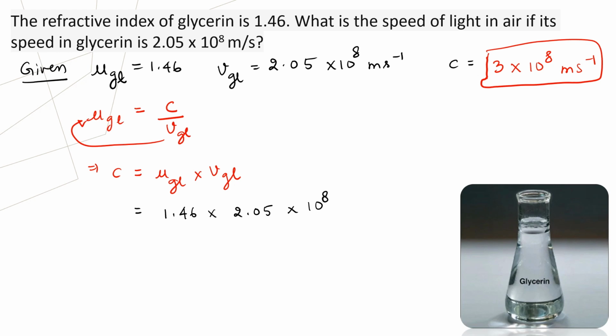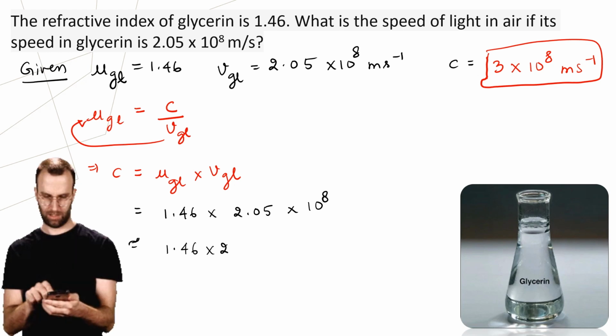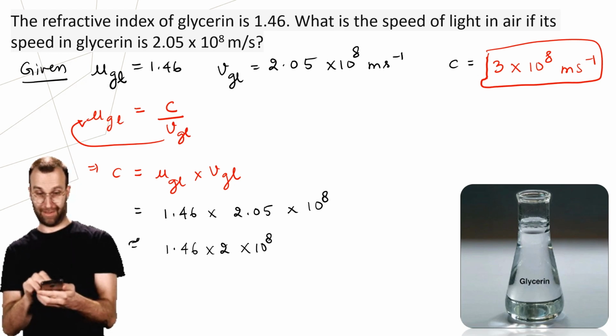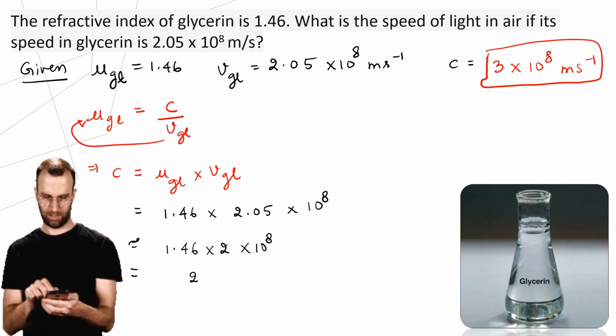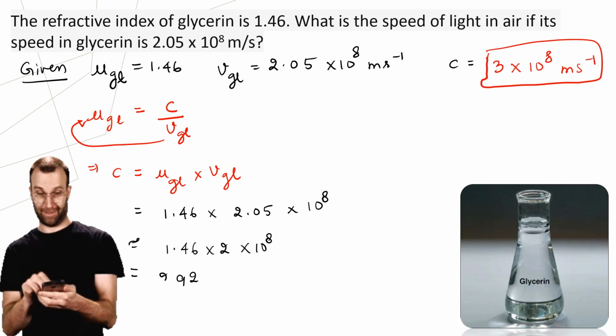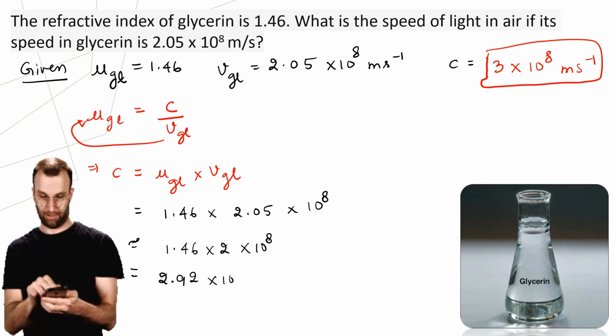Now here you have to multiply it. You can do the multiplication, but I'm again taking a small approximation. Instead of writing 2.05, I'm just writing 2, because 0.05 is very small. So I'll get almost the right answer, 1.46 into 2. Here I'm not telling you to do it, but I am doing it because I don't like calculation. So 2 6s are 12, 2 4s are 8, plus 1 is 9, and 2 1s are 2. Now see there, the answer is 2.92 into 10 power 8 meter per second.